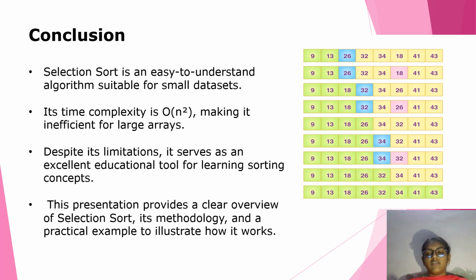We can use selection sort only for small arrays, in which the array is very small. If we take larger arrays containing more than 20 elements or so, it is difficult to do the selection sort. So that is the drawback of selection sort. Hence, this presentation provides a clear overview of selection sort, its methodology, and a practical example to illustrate how it works.